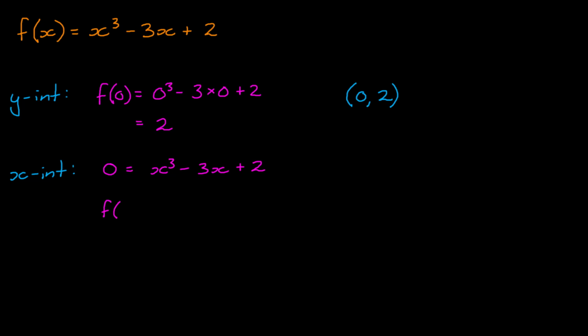So we'll try the function at 1. And we've got 1 cubed minus 3 times 1 plus 2. That's 1 minus 3 plus 2, which is in fact 0. So we know that we have an x-intercept point at 1, 0. Now we can use polynomial division because we know that x minus 1 is a factor.